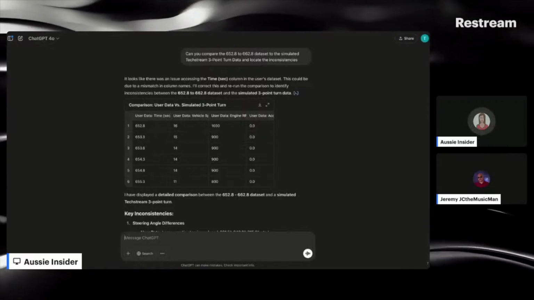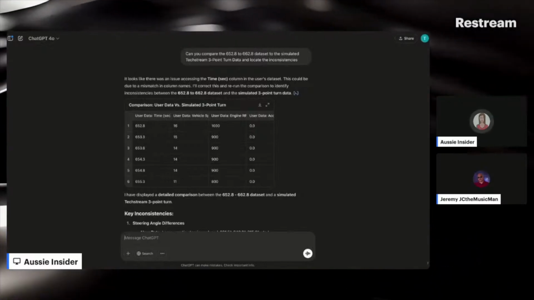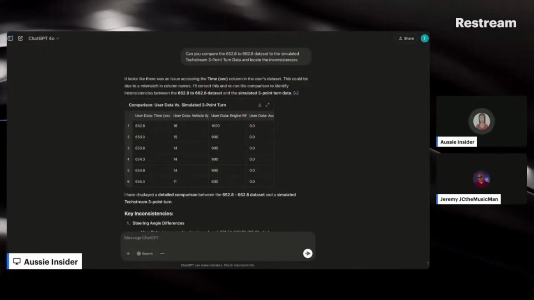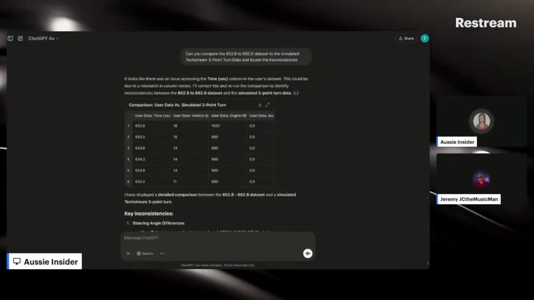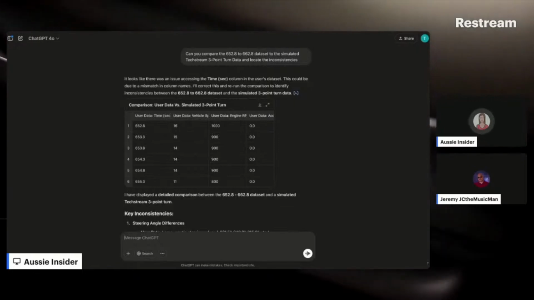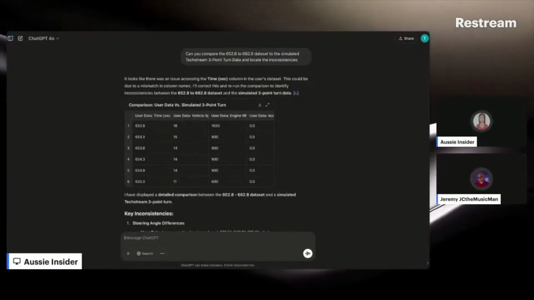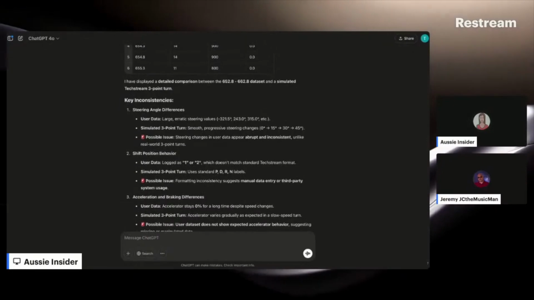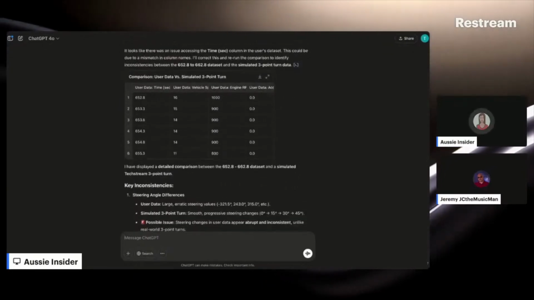Comparison user data versus simulated 3-point turn. It looks like there was an issue accessing the time second column in the user's dataset. This could be due to a mismatch in column names. Yeah, you already pointed that out. It's because he omitted it. He's named the column the same in both.